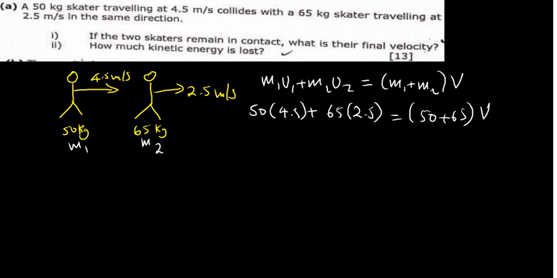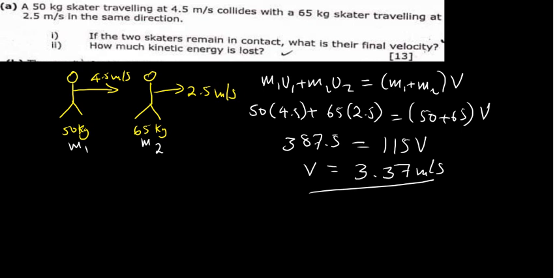So let's punch that on our calculators. 50 multiplied by 4.5 plus 65 multiplied by 2.5 should give us 387.5, and that is going to be equal to 50 plus 65, which gives us 115 V. So to find V, we divide 387.5 by 115. That is going to give us 3.37 meters per second. So that is the velocity at which they travel.